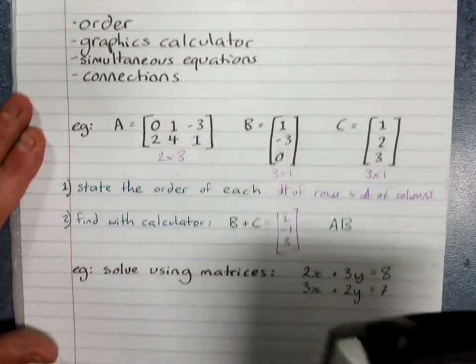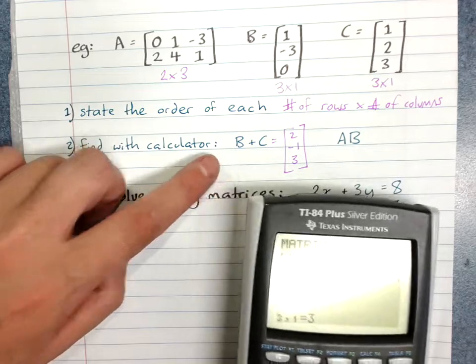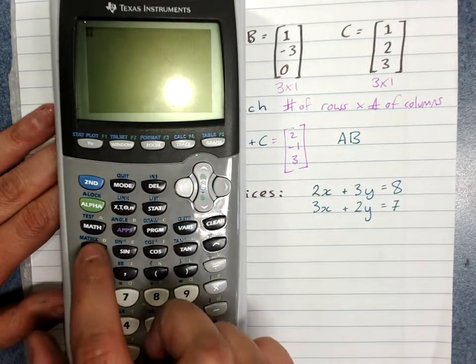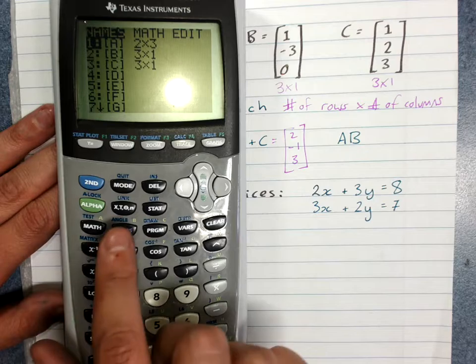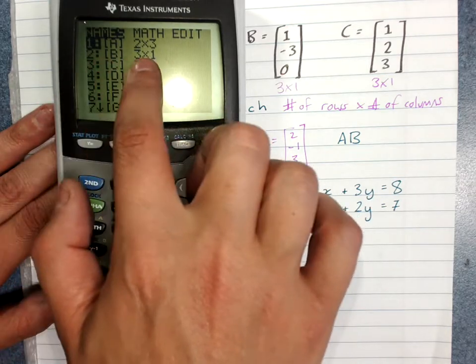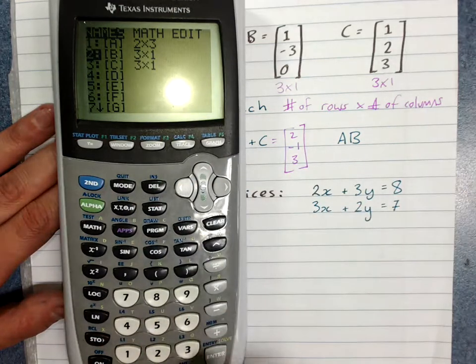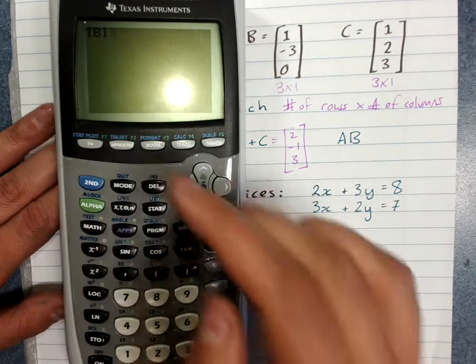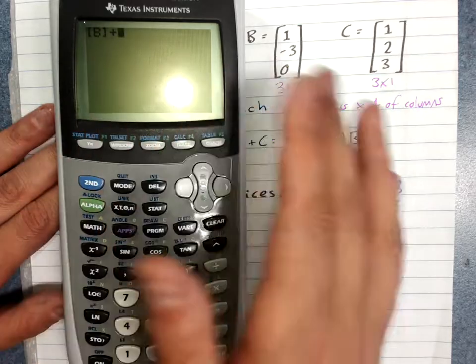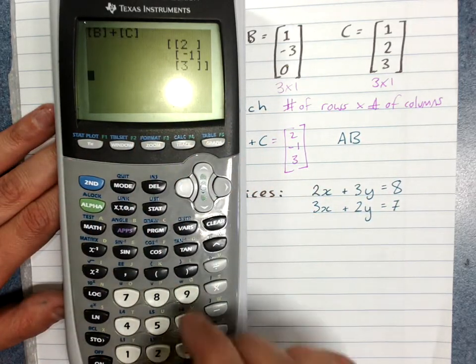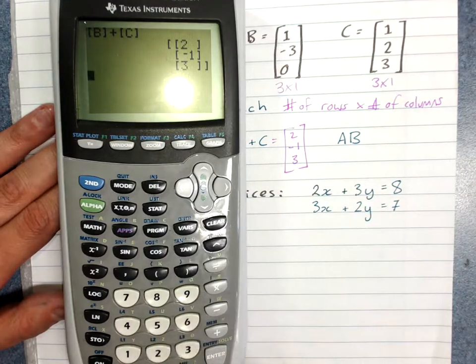To do maths with them, so to find it with the calculator, B plus C, quit out of it, hop into your matrix menu, and just say that you want B, either by typing 2 or by moving your cursor down and putting enter. B plus C. To get C, you go back in, choose matrix C, enter, it will give you the matrix.